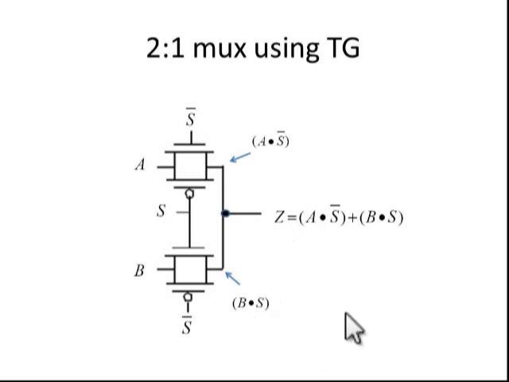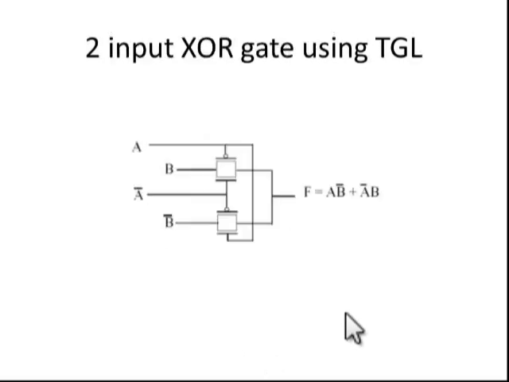So next we will see how to design an XOR gate using pass gates. This is the circuit for the XOR gate. The output of the first TG is A bar B, and the output of the second TG is A B bar. If you add these two terms, I'll get the result value.